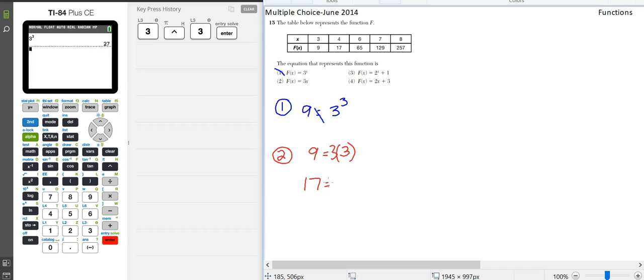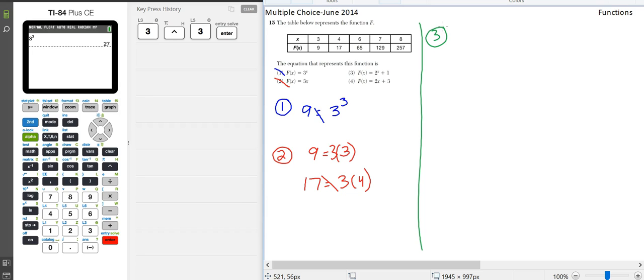Is 17 equal to 3 times 4? Since 3 times 4 is 12 and not 17, this point (4, 17) does not make f of x equal to 3x true, and choice 2 is not the correct answer. Let's move on to choice 3.